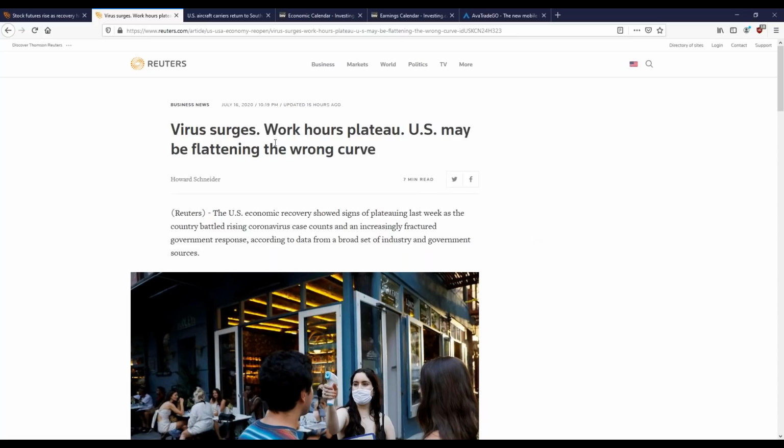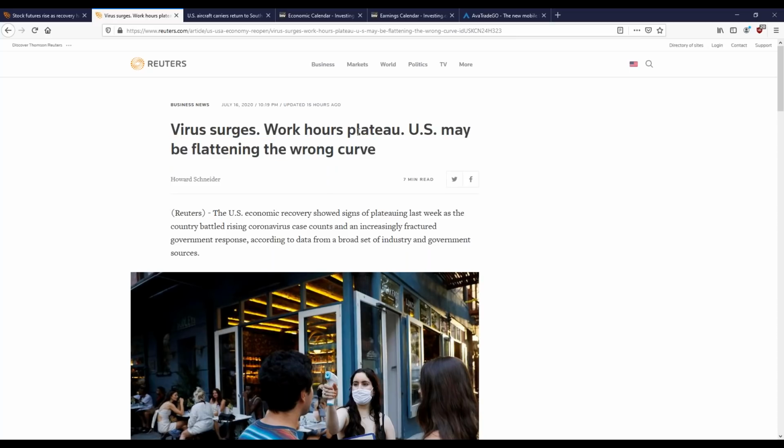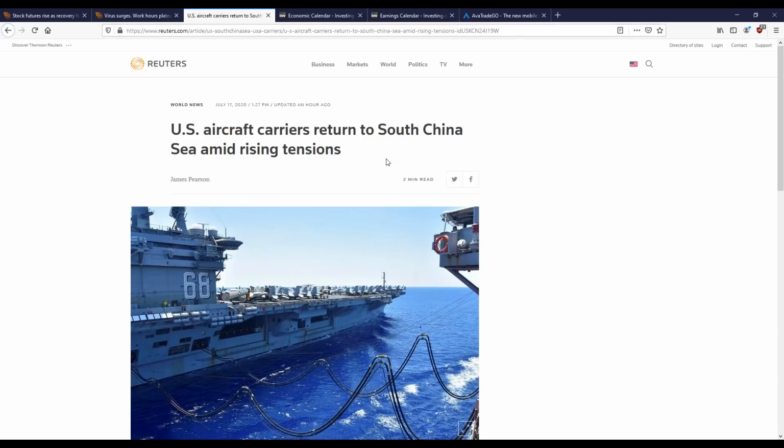Now, virus surges, work hours plateau, US may be flattening the wrong curve. Okay, that's not such a positive headline. You want to flatten the curve of the number of new virus cases, meaning slow the increase in new cases and eventually decrease the number of cases that are new each day. And instead, what they're pointing out here is there's been a plateau or a flattening out of the increased number of hours that people are working. And whether anyone's reading much into that part of things, I don't know. It seems not, because the markets appear to be ready for a little bit of green movement again, according to the futures today.